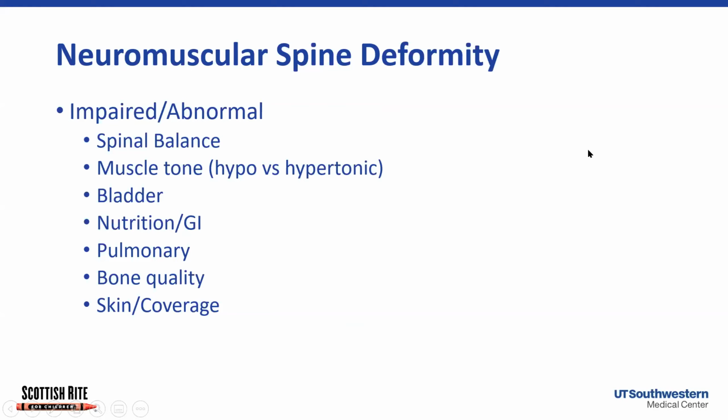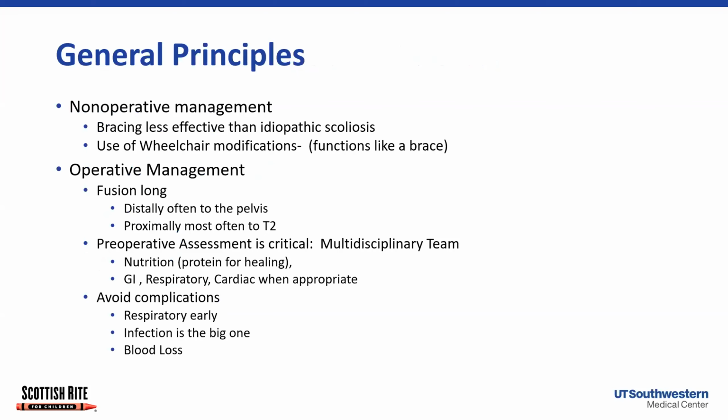Neuromuscular spine deformity is very different than what Sue spoke of, which is idiopathic, in that there's impaired or abnormal spinal balance, muscle tone, bladder function, GI tract is not normal, pulmonary function is often diminished, the bone quality is often less dense than normal bone, and then oftentimes we have skin or soft tissue coverage like myelomeningocele.